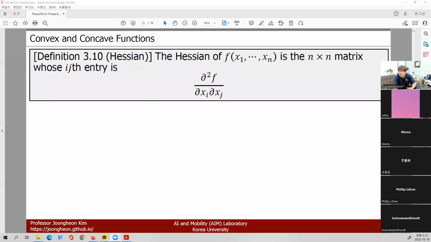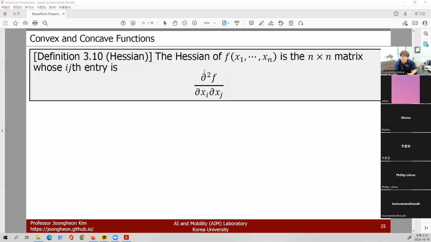So now we are talking about the Hessian. Hessian is very, very important for us. The Hessian is the n by n matrix whose ij entry is just like that. It means that for the given function, you are doing the partial derivation with the j component first, and then the partial derivation with i later. So you are doing j first and i later.